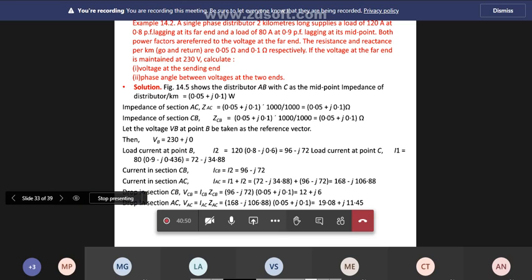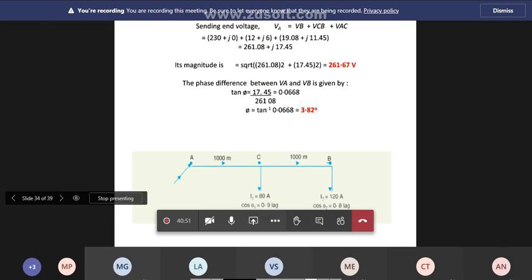Now the sending end voltage VA is equal to the far end voltage VB plus VAC plus VCB. These two are the drops, VCB and VAC, and the far end voltage is VB. The value is 261.08 plus j 17.45.